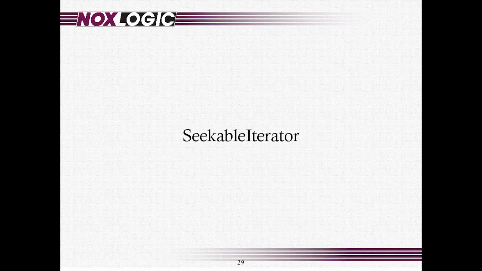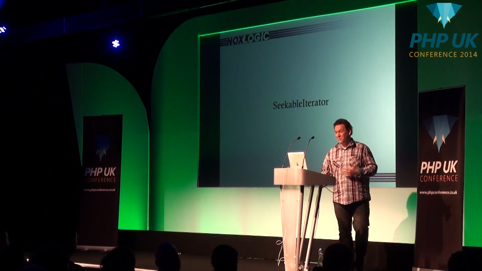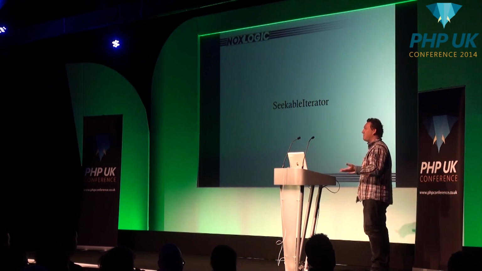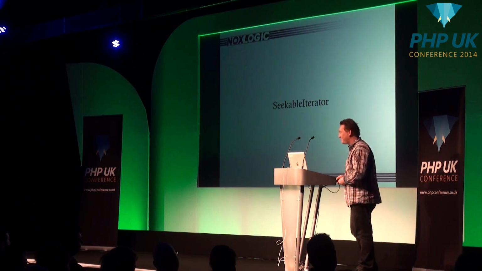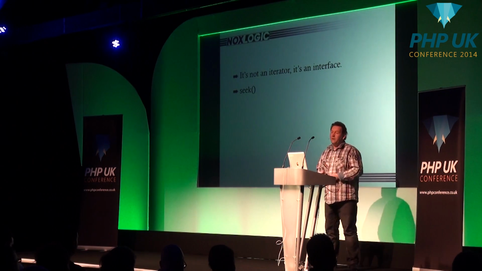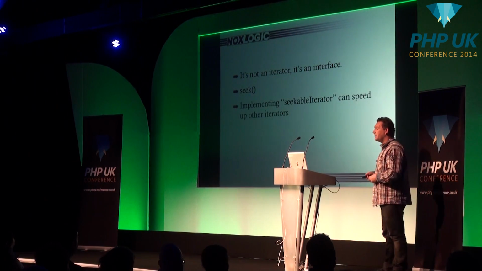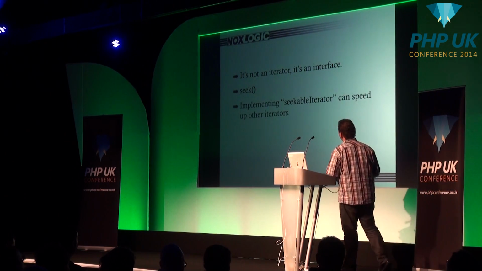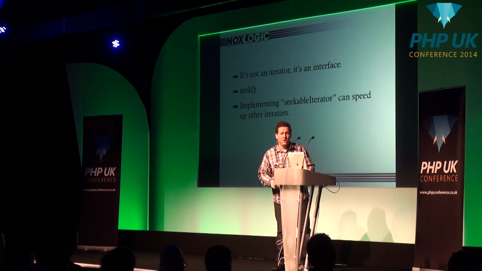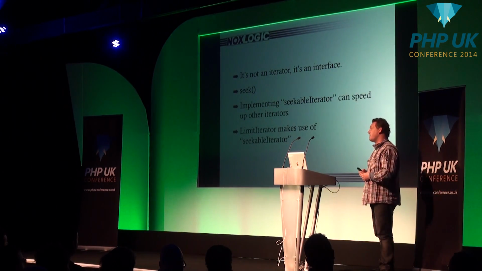The seekable iterator. Many people think it's an iterator, but actually it's an interface. Why is it called seekable iterator? SPL. I blame the SPL. The seekable iterator, again, is an interface, but it allows you to implement seek. And seek is really nice because when you implement seekable iterator, it can actually speed up other iterators. So for instance, the limit iterator makes use of the seekable iterator.